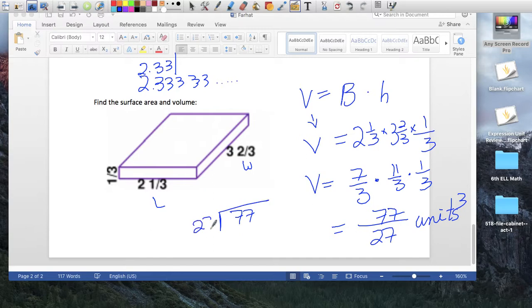If you wanted to change that to a mixed number, 27 goes into 77 how many times? I'd say 2, 54, 3, 23, so the mixed number goes 2 whole times, right? How many left over? 23 over 27, again, units cubed. Surface area.